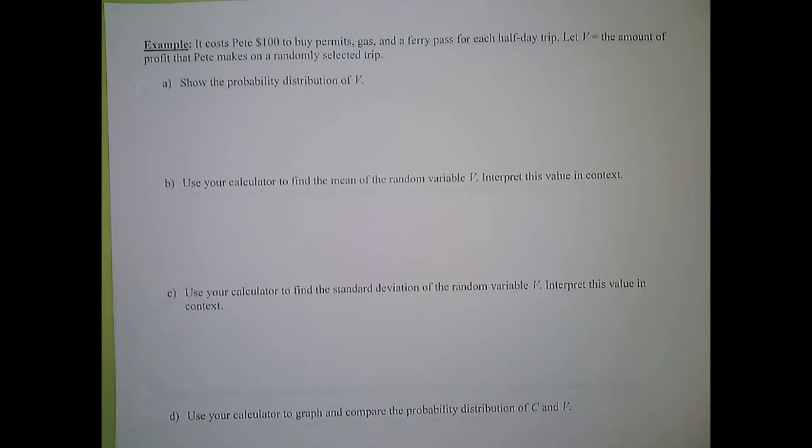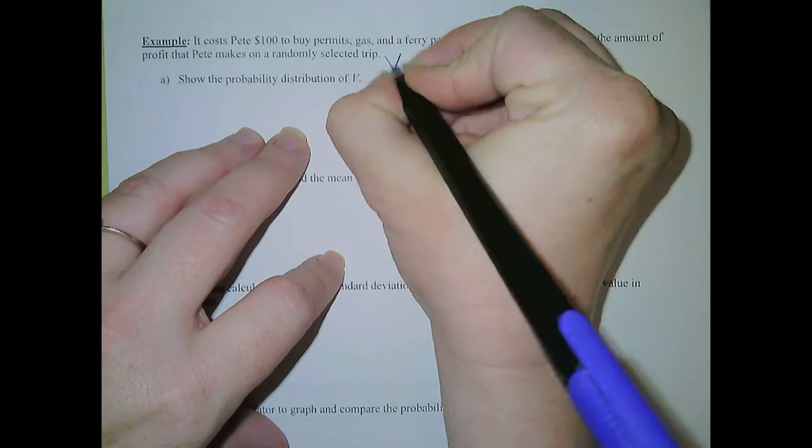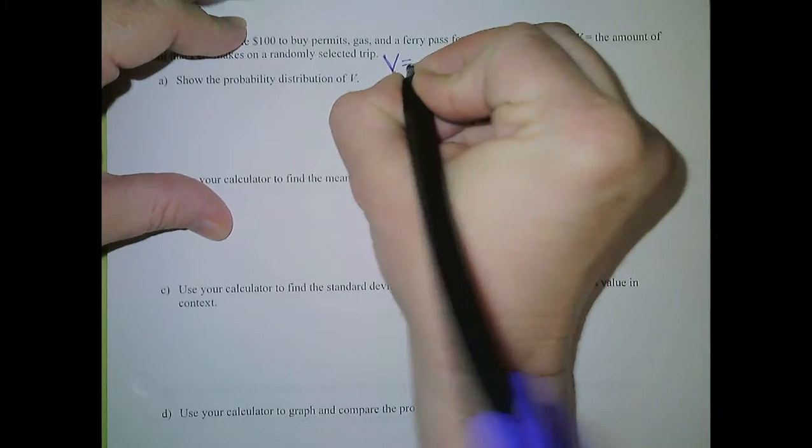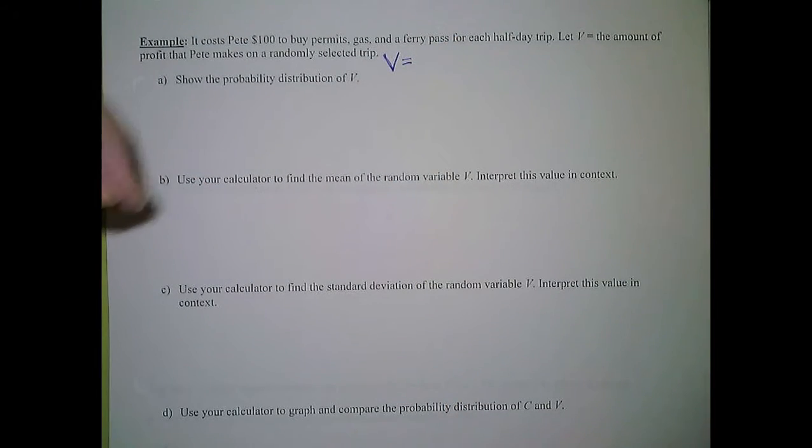So in this example, it says that it costs Pete $100 to buy permits, gas, and a ferry pass for each half-day trip. Let V be the amount of profit Pete makes on a randomly selected trip. So we're looking at V now, and V represents the amount of profit. Well, the amount of profit that Pete makes would be the amount of money that he collects minus the $100 it cost him to buy the permits, gas, and so on.